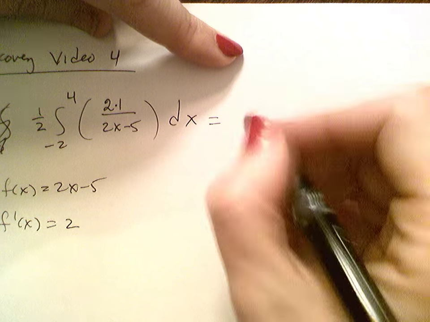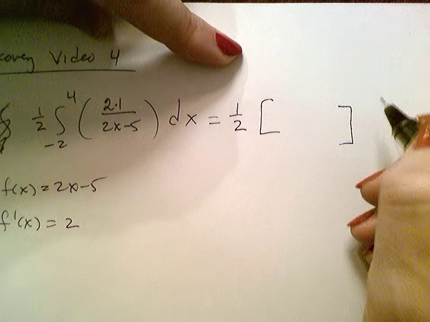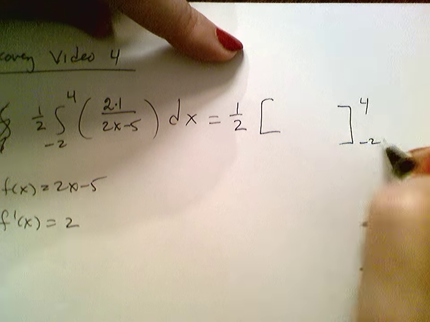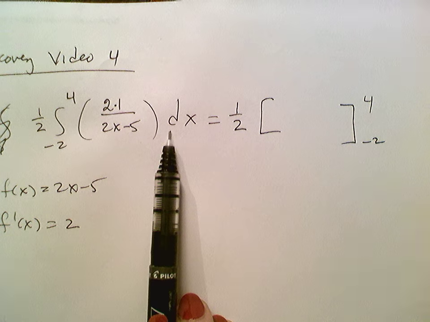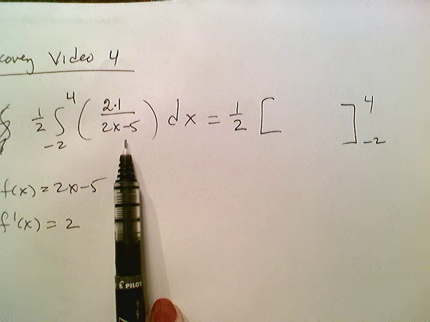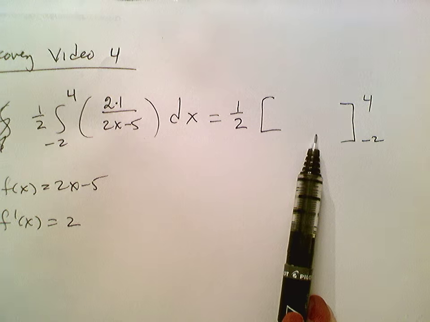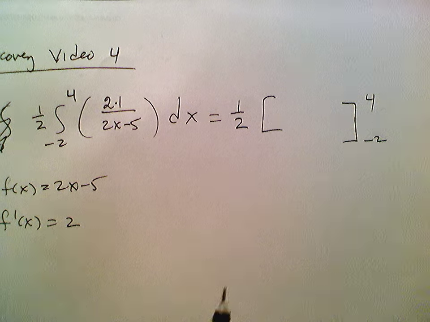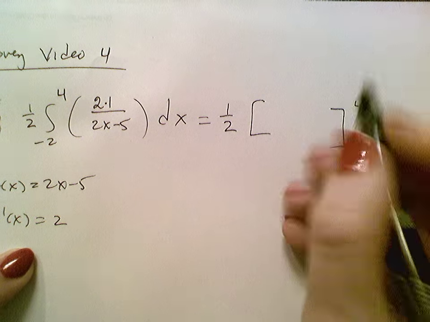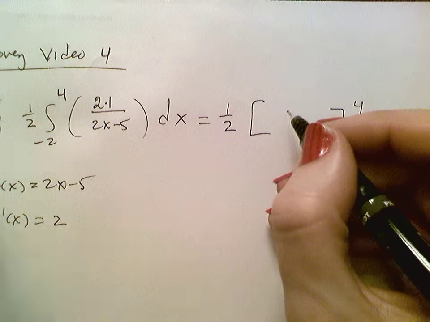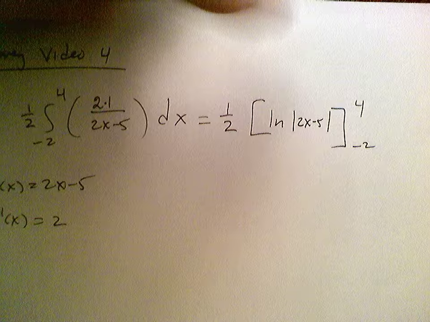I'll carry the 1/2 out in front, opening up a bracket for -2 to 4. The antiderivative is what goes inside here. Remember, the output of a definite integral is going to be the area under the curve of the input. But in order to get there without a calculator, we have to find the antiderivative and put it in that bracket and then plug in the upper and lower limits and subtract. So the antiderivative of this, I've got that formula for it, the f prime over f formula, and it is the natural log of the absolute value of the denominator.